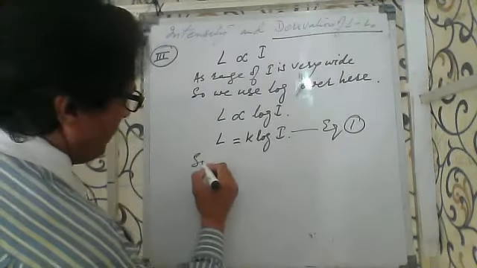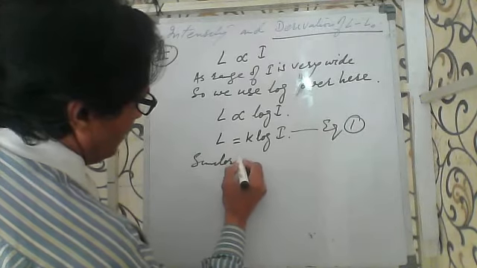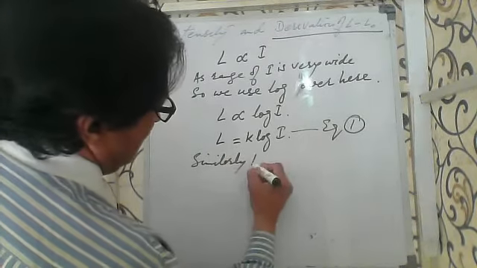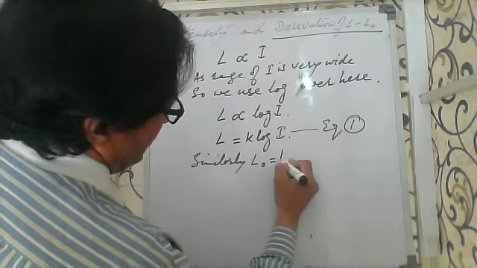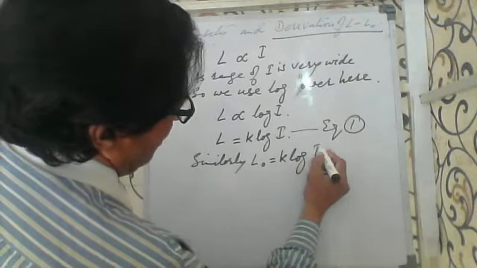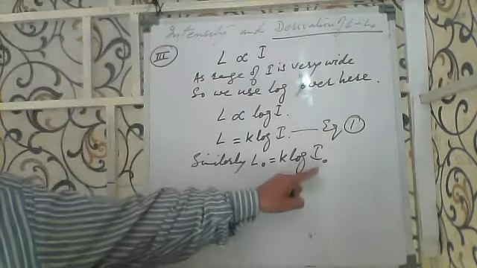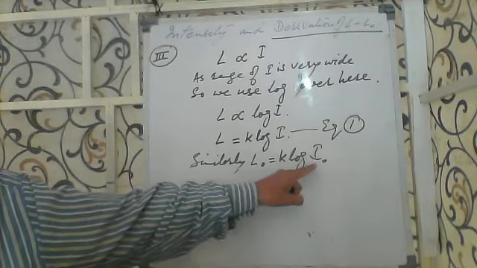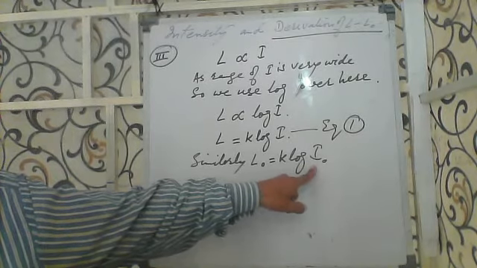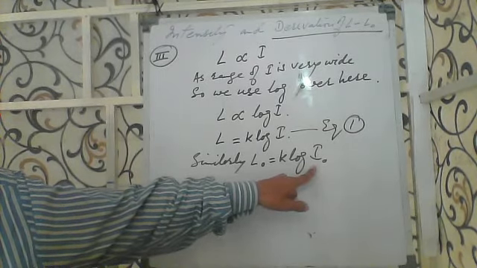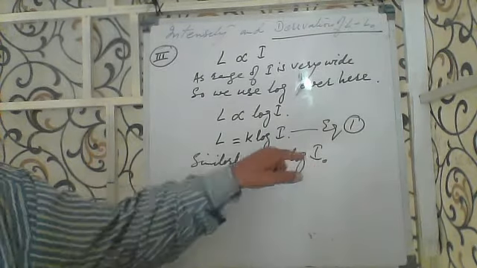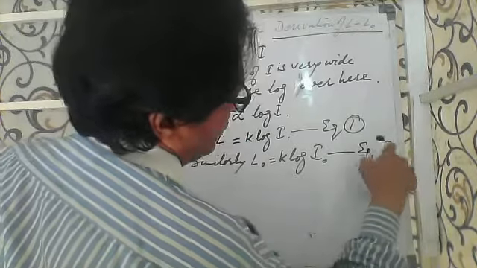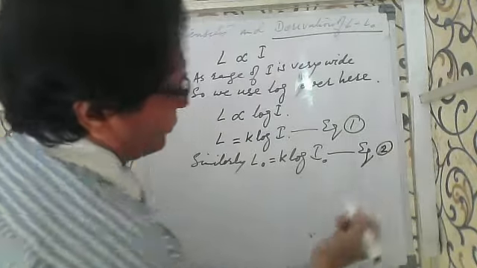Similarly, we can write L naught is equal to K log of I naught. You know I naught, the reference intensity, and its value is 10 raised to the power minus 12 watt per meter square. No need to describe it over here. We just give it a name, equation number 2.